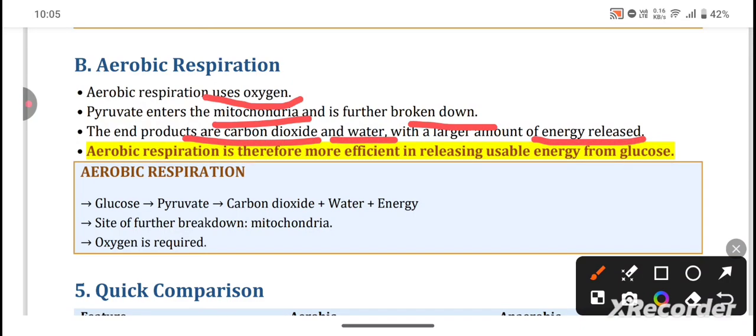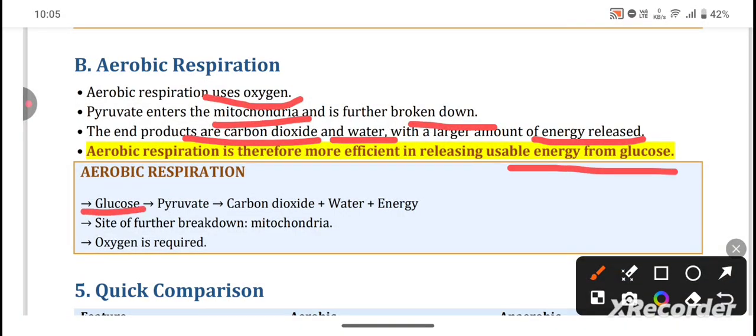So in case of anaerobic respiration, we don't have a larger amount of energy. In case of aerobic respiration, due to the presence of an efficient amount of oxygen for the breakdown, more energy will be released. So aerobic respiration is therefore more efficient in releasing usable energy from the glucose.